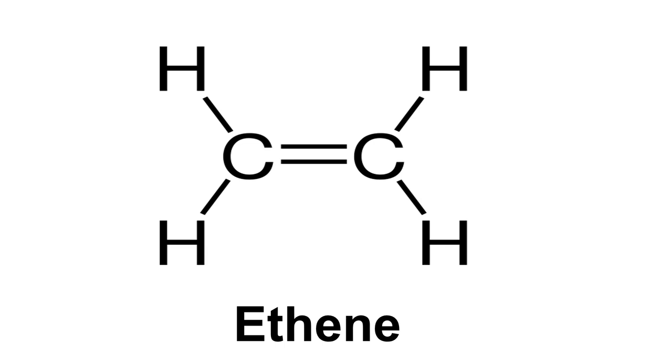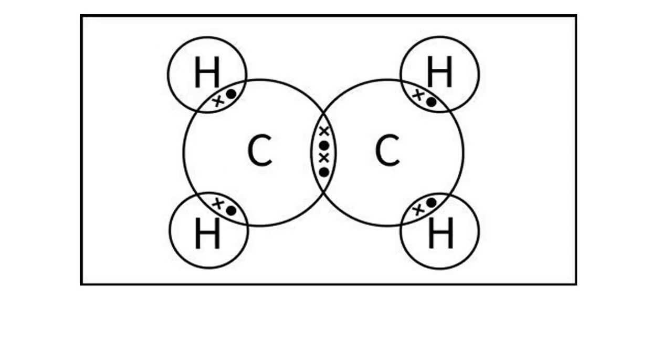Because it needs a carbon-carbon double bond, you need at least two carbons, so there's no such thing as methene, for example. And you do need to be able to draw a dot cross diagram. Remember from paper one, you do need to be able to draw dot cross diagrams of double bonds and single bonds, as you can see right here.